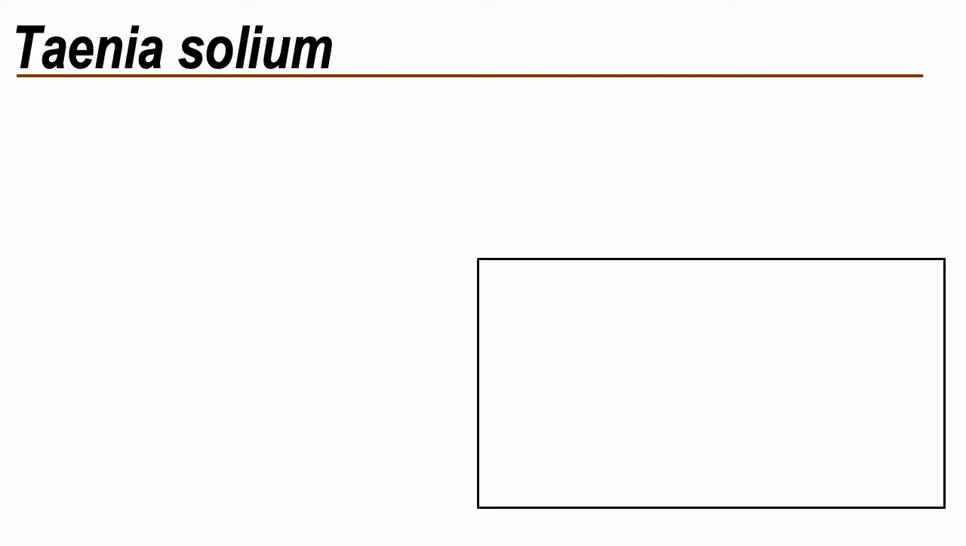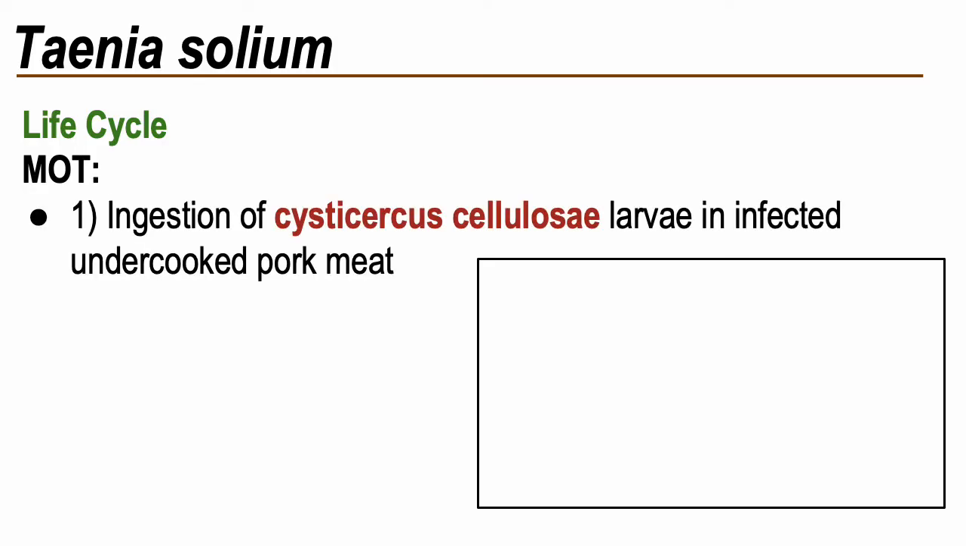So now let's move on to the life cycle of Taenia solium. For Taenia species, they all have a similar life cycle. But the only difference for Taenia solium is that it can be acquired in two ways. So there are two modes of transmission. The first one is the ingestion of the infective larva, Cysticercus cellulosae. This is acquired via ingestion of contaminated, undercooked, or raw pork meat.